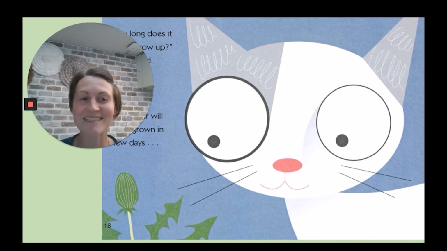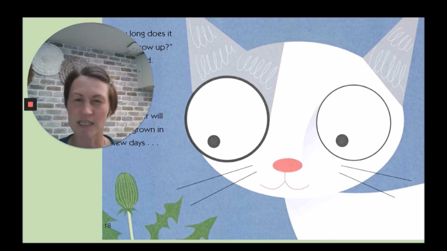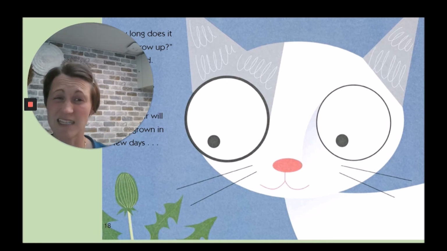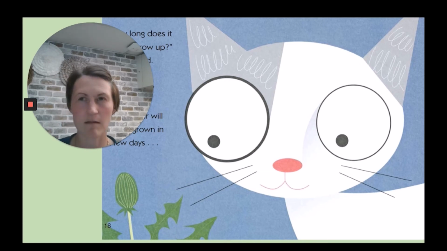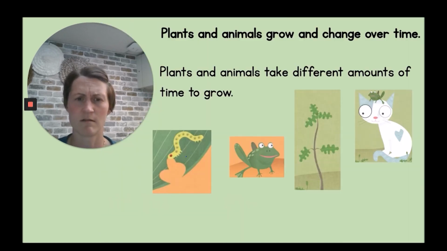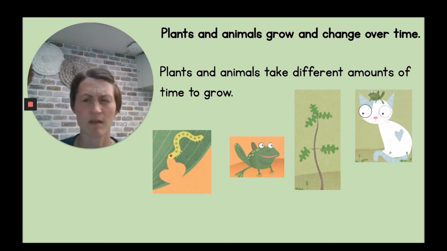I remember the last thing that they talked about is the different amounts of time that it takes living things to grow. That some living things like the flower, the milkweed, grew in a couple days. That cats took a year, that frogs take 3 years, but that there were some living things like trees that took many, many years to grow and change. So plants and animals take different amounts of time to grow. That's another important detail from this text.